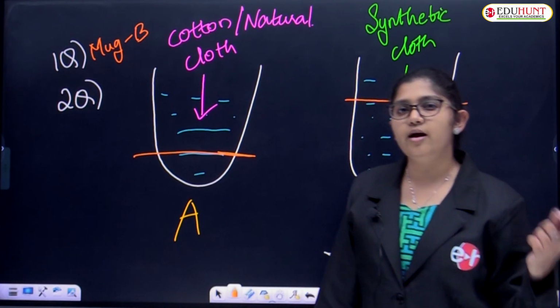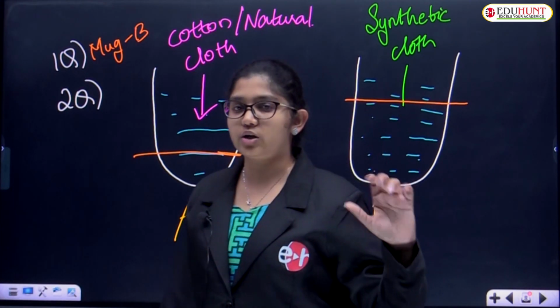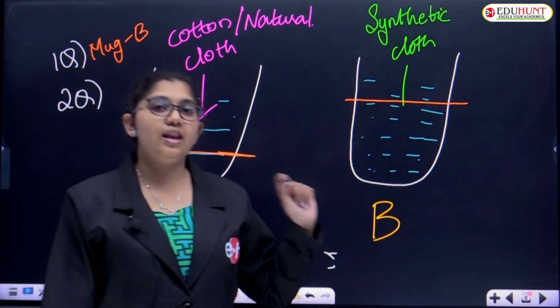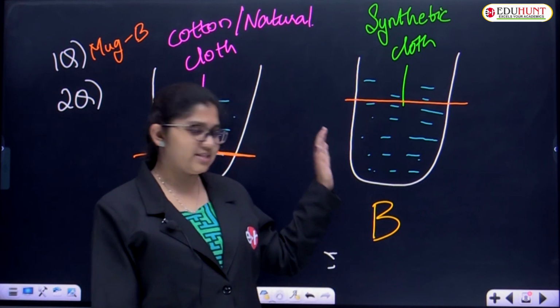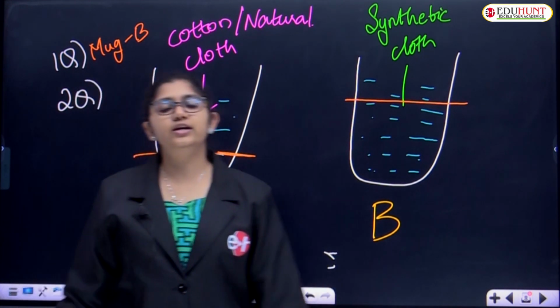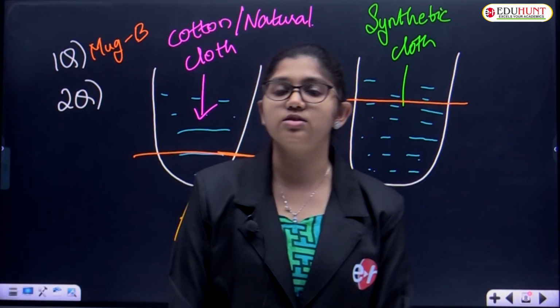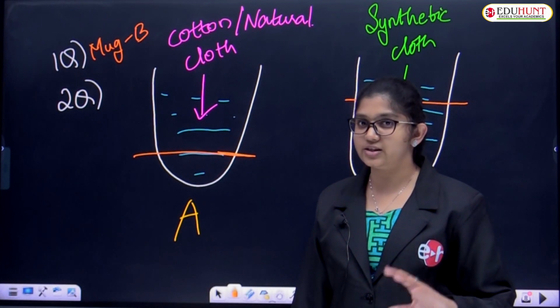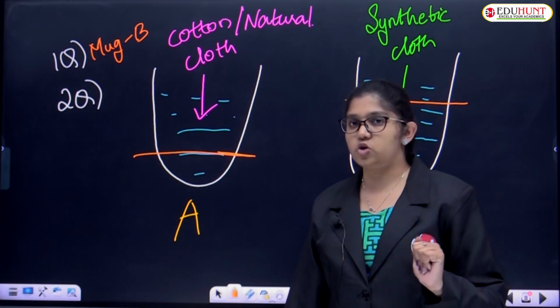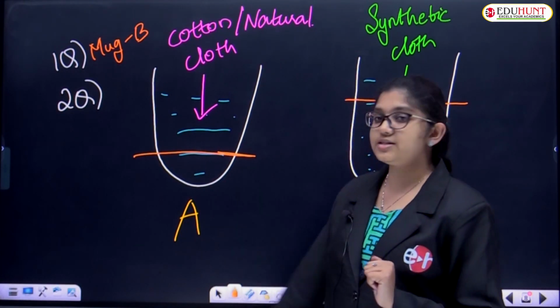What happened in mug B? Mug B contains more water, which means the synthetic cloth absorbed less. Synthetic cloth is much? No, it is less absorbent, right? Yes. So here we can say that synthetic fiber absorbs less water. Okay, children, and what about my second question?